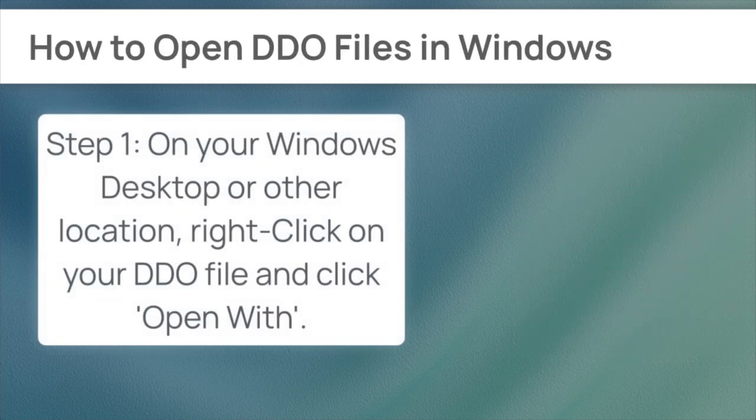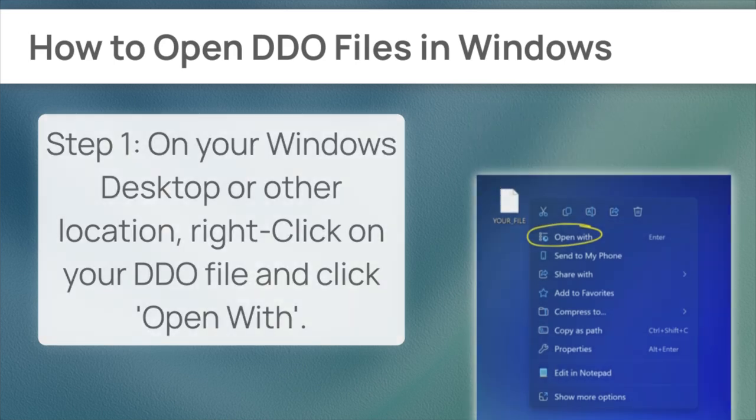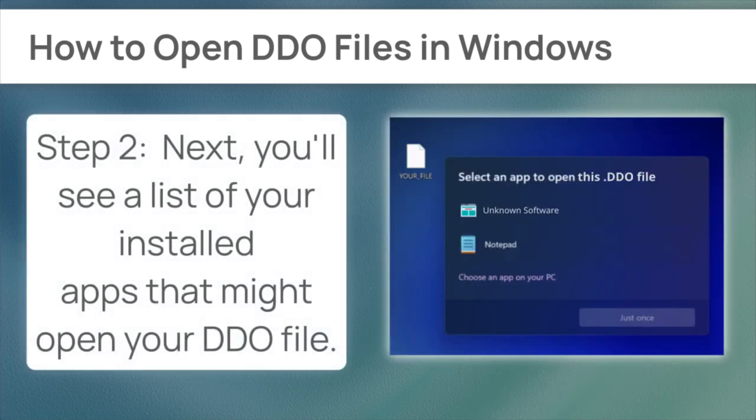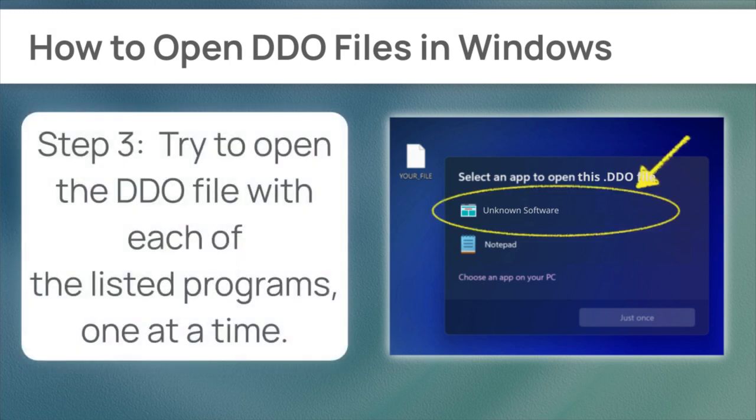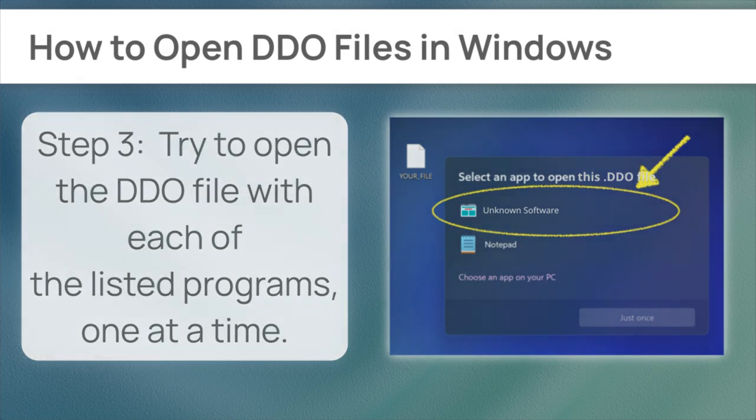To open this specific DDO file, right-click your file and select Open With. If unknown software is available, use that first. If it's missing, choose another program. Don't worry if it takes a few attempts to find the right software.